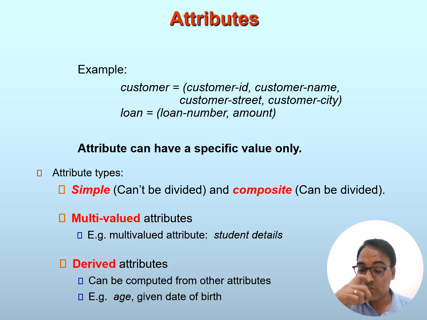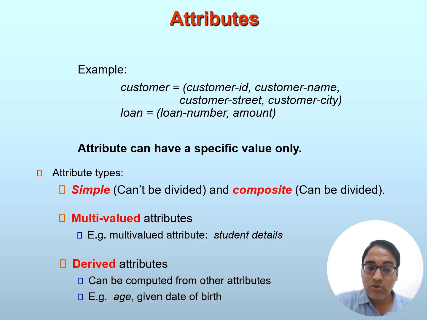Okay, so such things come as composite attributes, or your name is there. Your name can be represented as first name, middle name, surname. So the name can be a composite attribute having three individual words: first name, middle name, surname, as you have seen in different forms.